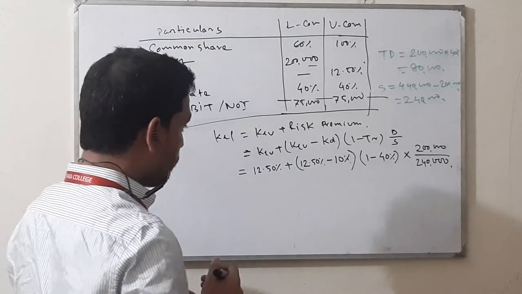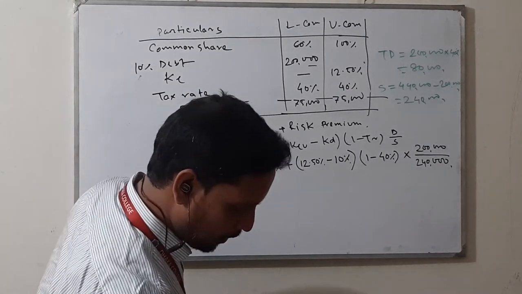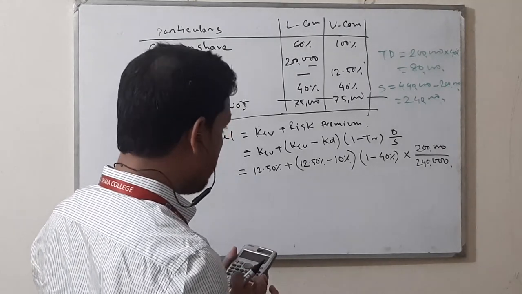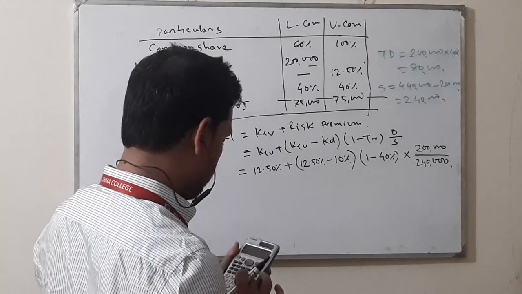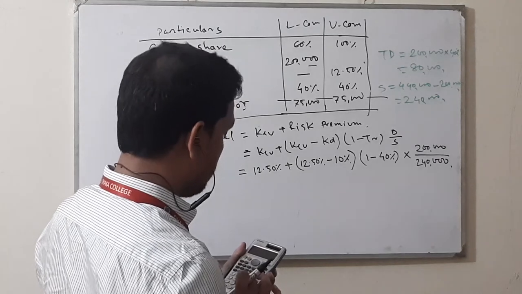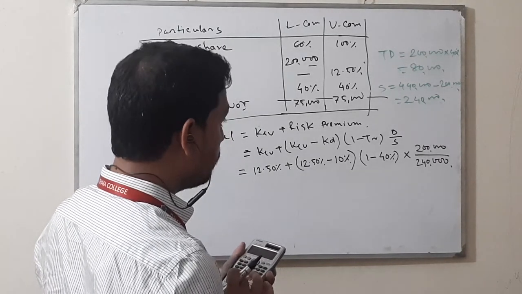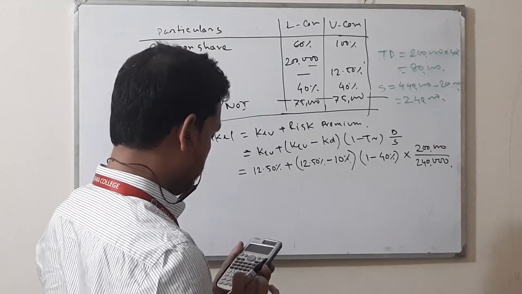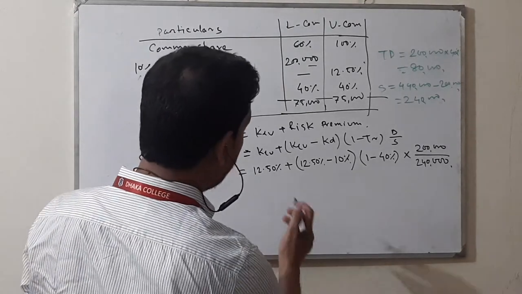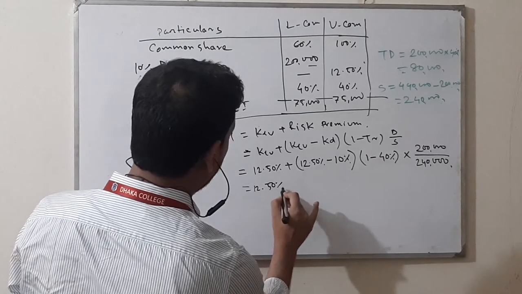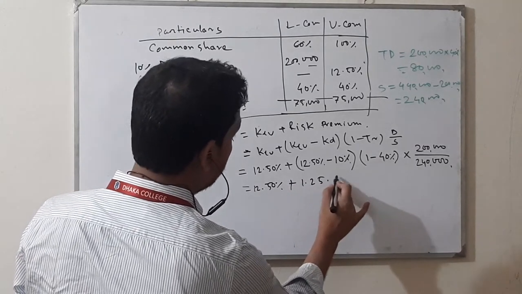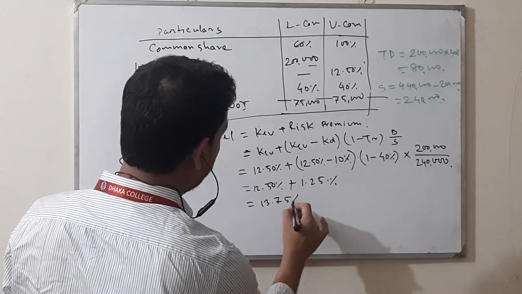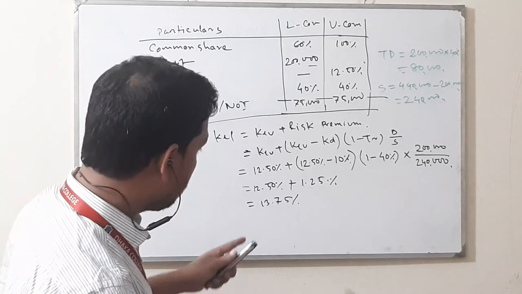So here we should bring out this: 2.5 into 0.6, 1.5 into 1.25. So it is total 12.50% plus 1.25%. So it is 13.75%. I mean the cost of equity of the levered company is 13.75%.